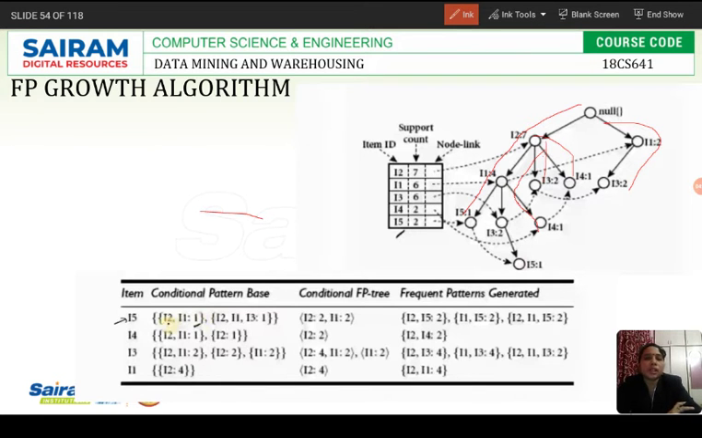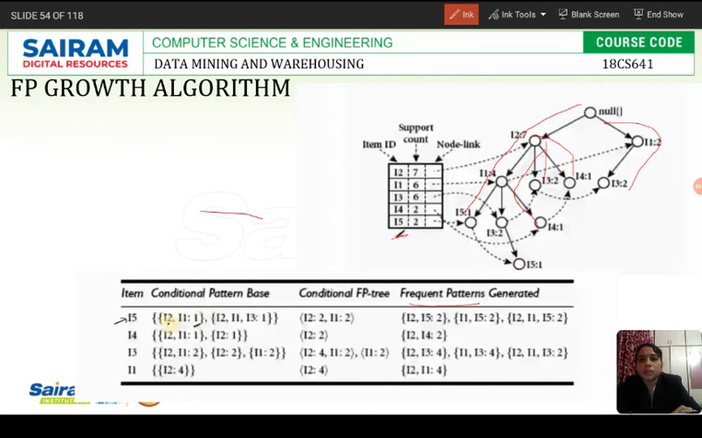Now our ultimate aim is to find the frequent patterns. With the help of this FP tree, we are going to find the frequent patterns. First, we are going to take the least frequent one, that is I5. So I am taking I5 here.